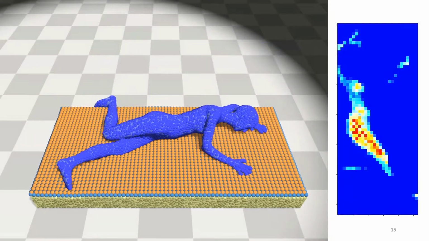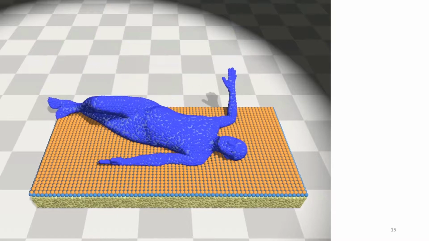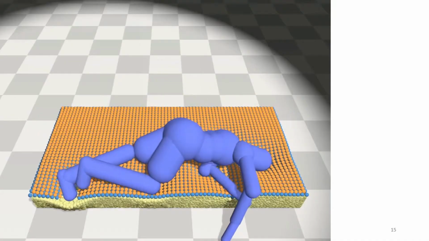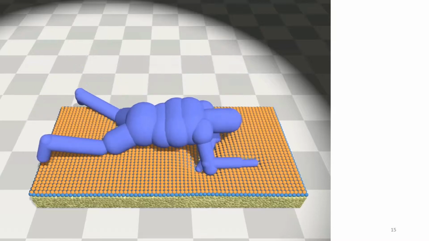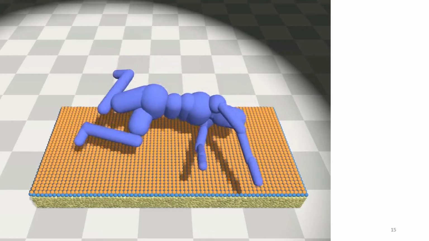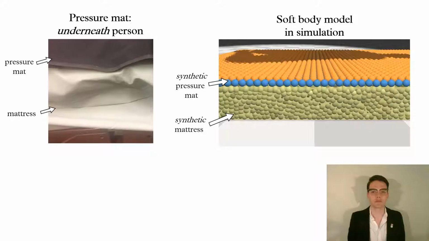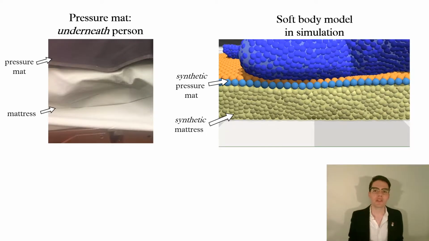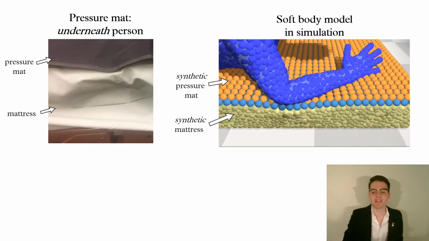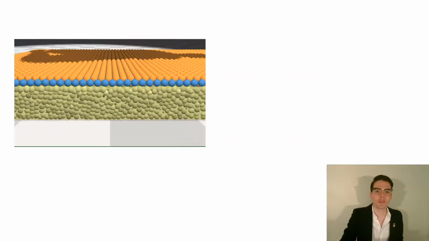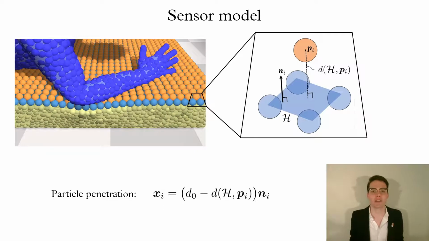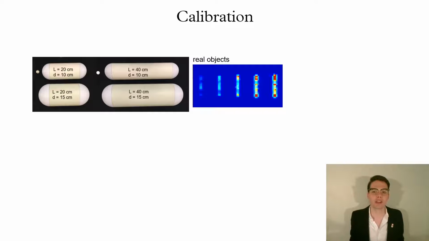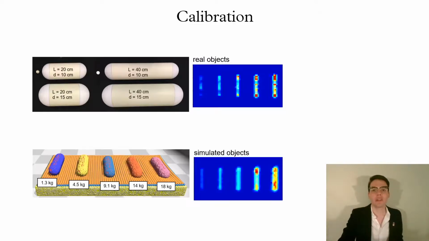Here are some examples from our data set that represent a variety of postures, including supine, lateral, prone, and many in between. Here we show a close-up of the real pressure mat on the surface of the bed and its simulated counterpart. Our sensor model is based on particle penetration between two layers of particles on the top of the bed. We calibrated our simulation environment using custom calibration objects. We used CMAES to optimize the physics simulation of these objects to match the real objects on the sensor's bed.